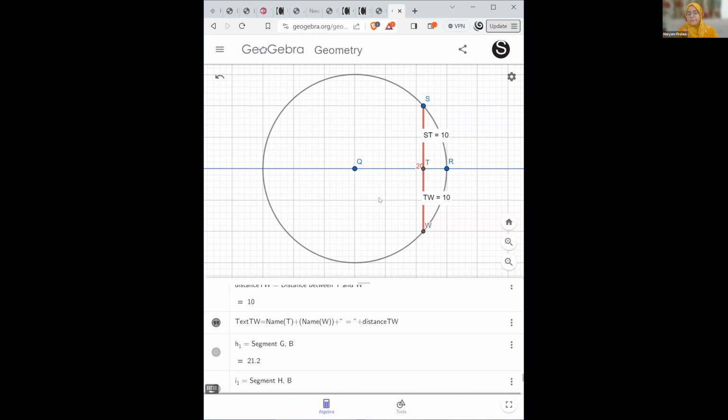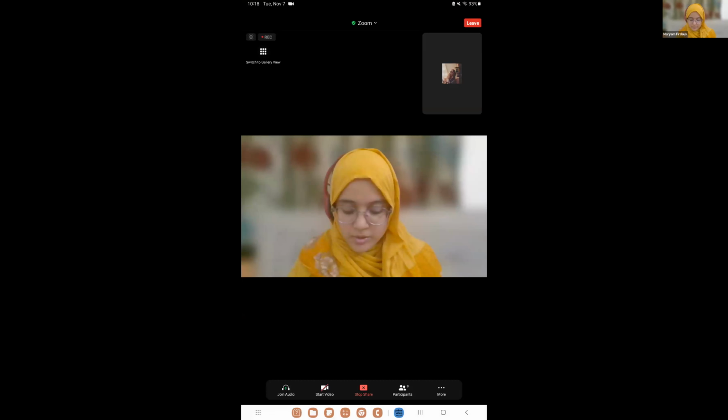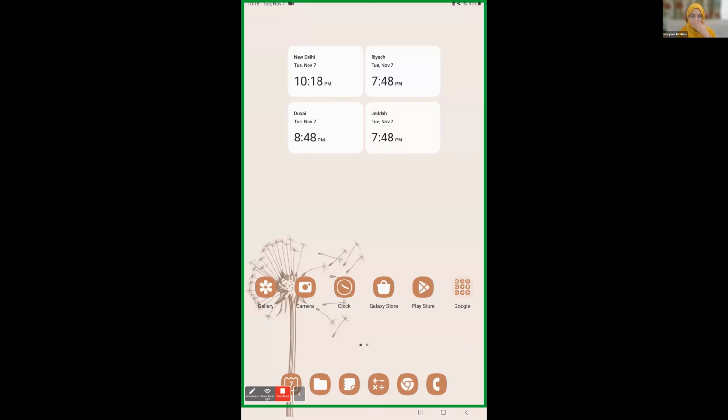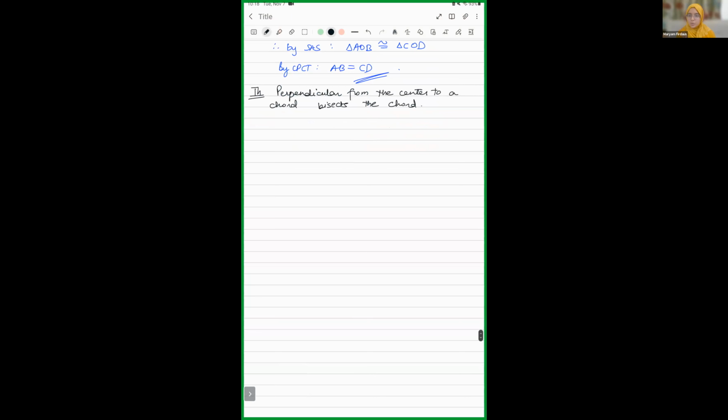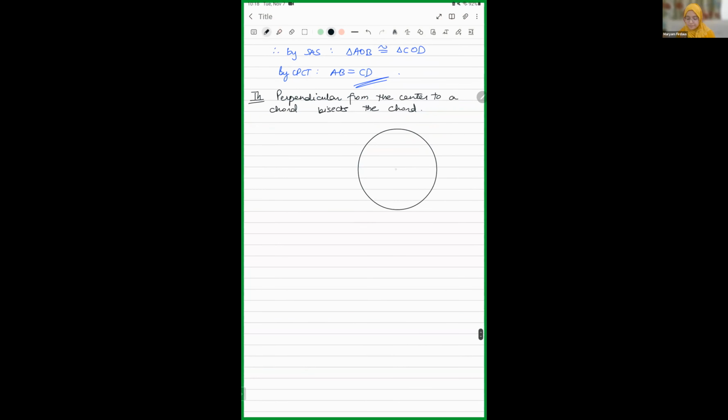Yes, ma'am. Okay. So just remember this: perpendicular to a chord bisects the chord. I'm going to share the whiteboard again. So perpendicular to the chord bisects the chord. So we're going to prove this.